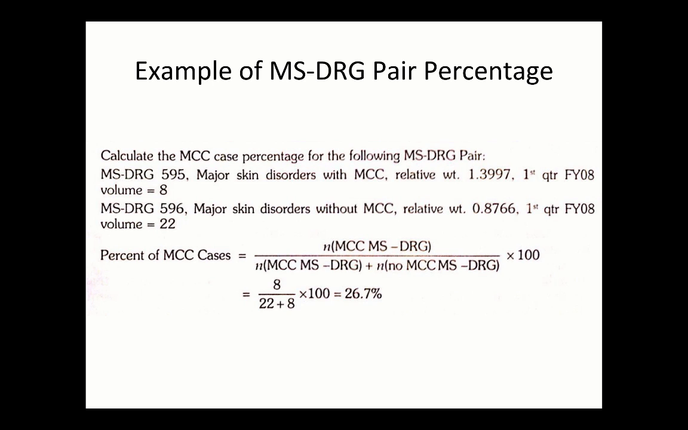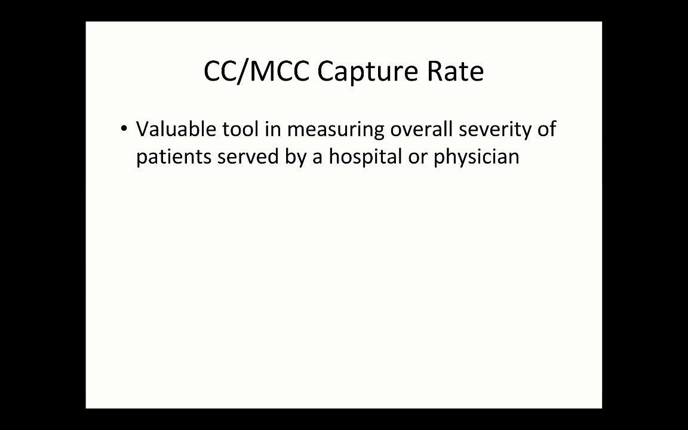However, we may also want to know not just the percentage of MCCs or CCs within a given MS-DRG, but also the total percentage of CCs and MCCs within a given MS-DRG. To calculate this, we must use the capture rate. The CC capture rate is the number of patients with complications and comorbidities compared to all the patients in the population, while the MCC capture rate is the number of patients with major complications and comorbidities compared to all of the patients in the population.